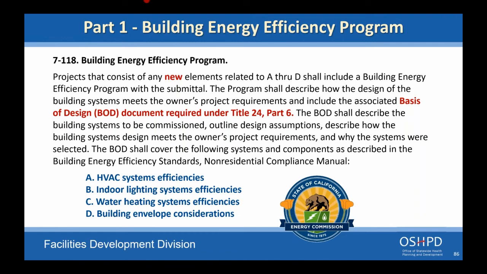But if you are doing a new project, the 4 systems that we're looking at are HVAC systems, indoor lighting systems, water heating system efficiencies, and the building envelope considerations, where a basis of design is required for those per part 6. But remember, this is for only new elements and for additions and new buildings only. We will be talking about part 6 in one of the other sessions, and we'll go into more detail about that.